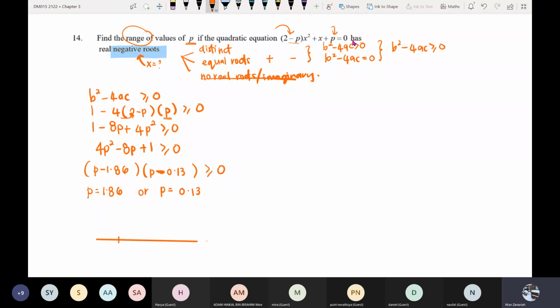Okay, so siapa dulu? 0.13 followed by 1.86. Okay, graph senyum. Okay, senyum. So what we are looking at? We are looking at what? Y is greater than 0. So bila kata greater than 0, Y is greater than 0, so Y dekat atas. So we can deduce that P is less than 0.13 or P adalah greater than 1.86.